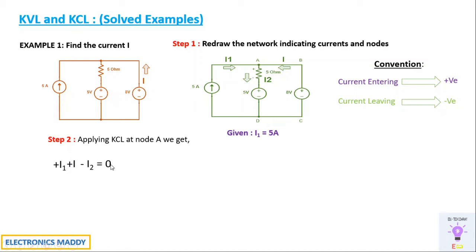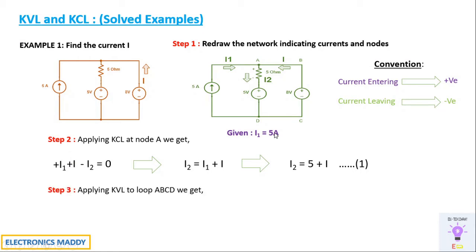In case you missed the theory portion of it, you can watch those videos and continue with the problems. The link of that video is given in our video description, so please do follow it. This can be further simplified as I2 is equal to I1 plus I. This can be written again as I2 is equal to 5 plus I, because the value of I1 is given as 5 amps.